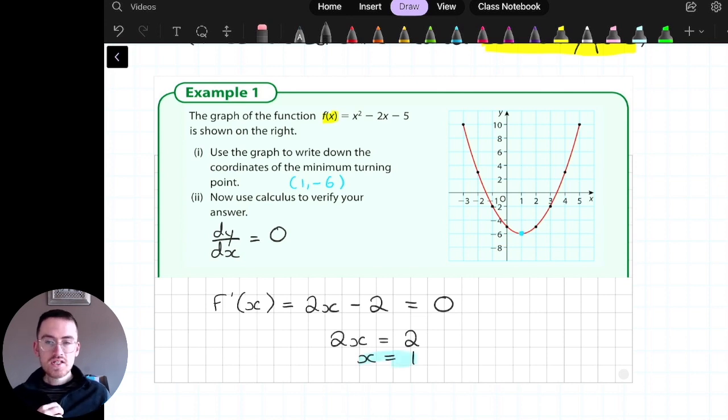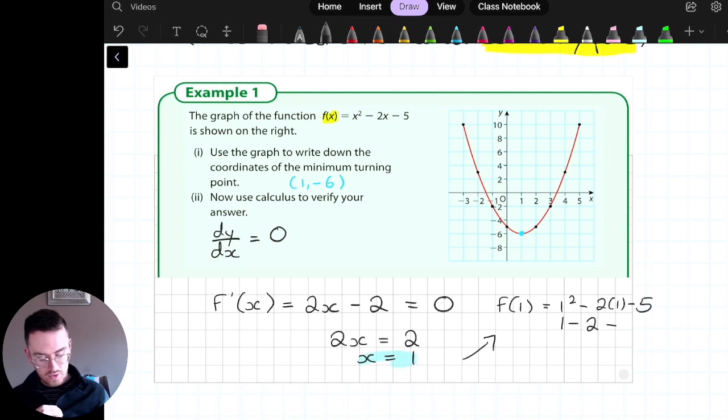Now we don't stop there because we know that we're looking for coordinates. We're looking for the coordinates of the turning point. To find the coordinates, we're going to have to sub back in. So we're going to look for f of 1, which is 1 squared minus 2 by 1 minus 5, 1 minus 2 minus 5. So then that gives us an answer of minus 6, which is what we had already. So our coordinates are 1, minus 6, matching the answer that we had when we looked at the graph.